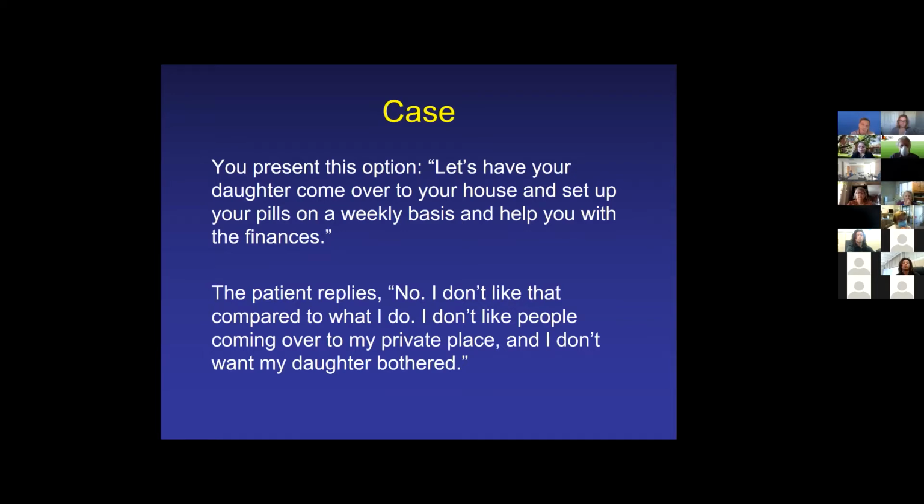You've come up with an easy solution, you hope, maybe empowered the daughter to be a caregiver, and presented it to the patient. The patient says, nope, I don't like that. I don't like people coming over to my private place, and I don't want my daughter bothered. So she's refused your intervention. And the question here is, is this an intervention refusal you should respect, or one you should do your best to try and reverse, undermine, or otherwise make people aware we've got a problem here?